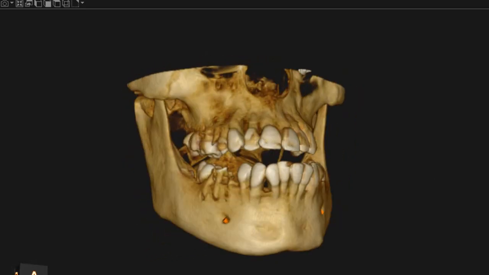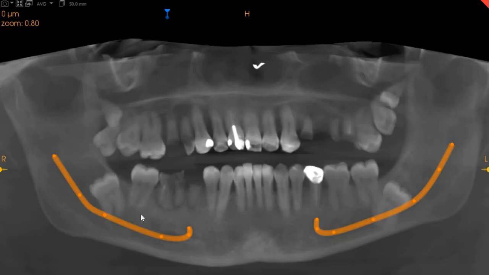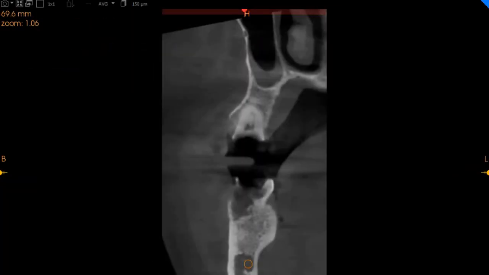This is the CBCT of the patient that you had requested. There is no specific area of interest on the pseudo panoramic view. We'll start with the top right. This is the top right second premolar. It's a BDR on the transaxial view. You can very clearly see here.